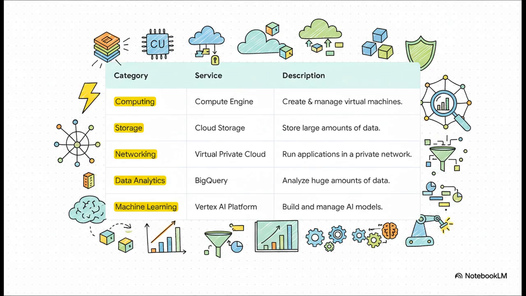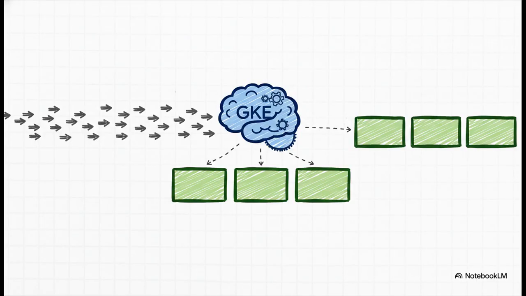You've got the essentials, right? Like computing power and storage. Then you have your networking and security tools. And then you get to the really exciting stuff, the tools for big data and artificial intelligence. It really is a complete toolkit for pretty much anything you can imagine. Let's just pull out a couple of examples here.